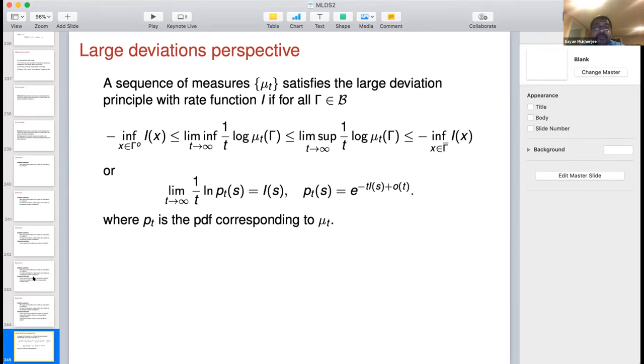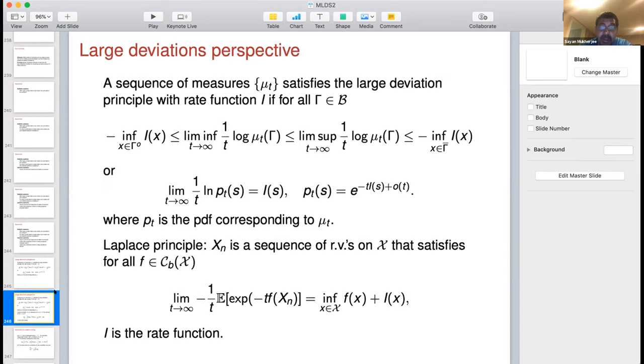So, a sequence of measures satisfies a large deviation principle with rate function I, if for any Borel subset, you have this inequality, okay? Right, so we're looking at the log of mu, right? And there's a minus inf of I. And really at the end of the day, what is this saying? This is saying that I can observe something at an exponential scale, right? So this is the large deviation principle.